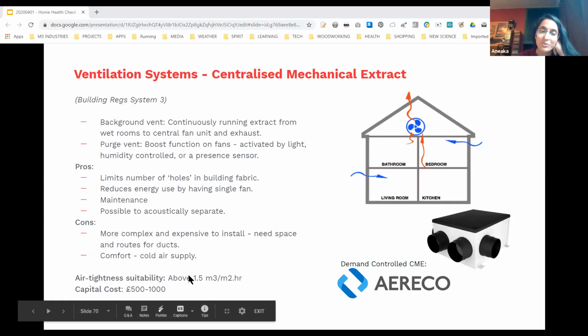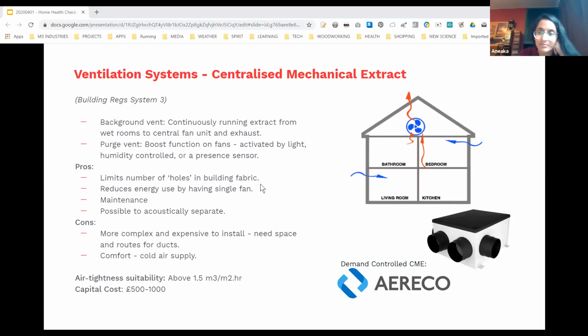And again, it's suitable for quite airtight homes, but also homes that are less airtight. This is not at all a bad system. There's a question here.